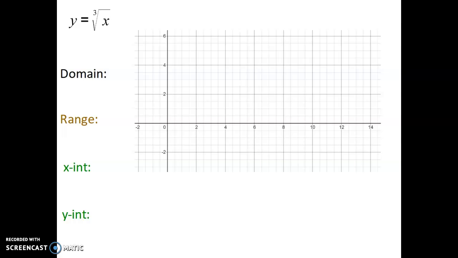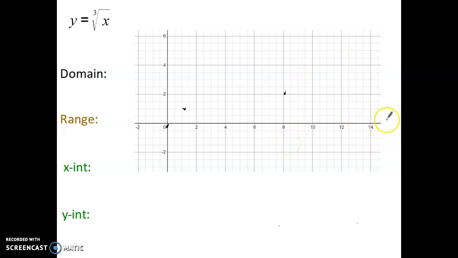Okay, now let's look at cube root of x. We're going to do the same thing. We're going to start off by plotting some points. So the cube root of 0 is 0. The cube root of 1 is 1. All right, now what's our next perfect cube number? Well, 2 times 2 times 2 is 8. So cube root of 8 right here is going to be 2.